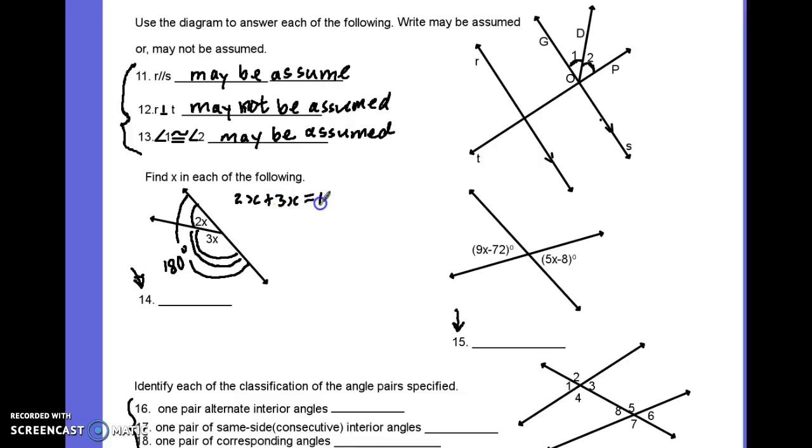I'd like you to show your work, set up your work, so it can be seen clearly what you're doing. 2x plus 3x is 5x equals 180. And to find x, what should we do? I'm sure you know. And this here you say, let's divide by 5. That's exactly what we do. Divide both sides by 5.